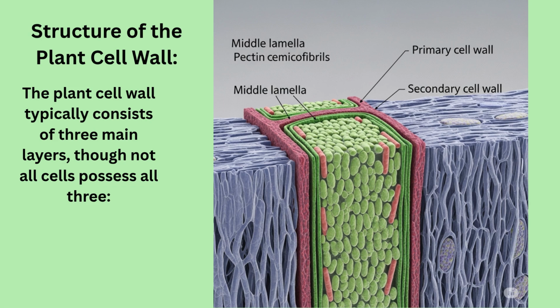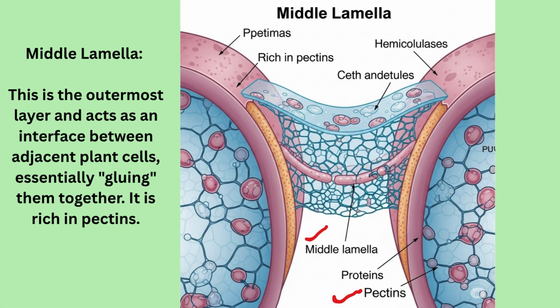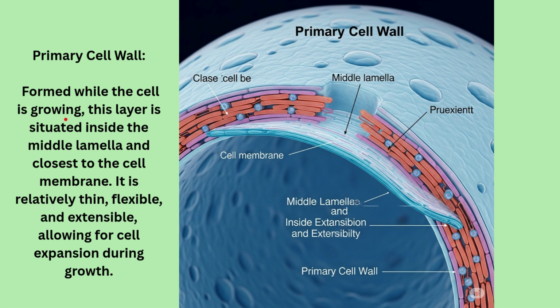The plant cell wall typically consists of three main layers, though not all cells possess all three. Middle lamella. This is the outermost layer and acts as an interface between adjacent plant cells, essentially gluing them together. It is rich in pectins. Primary cell wall. Formed while the cell is growing, this layer is situated inside the middle lamella and closest to the cell membrane. It is relatively thin, flexible, and extensible, allowing for cell expansion during growth.